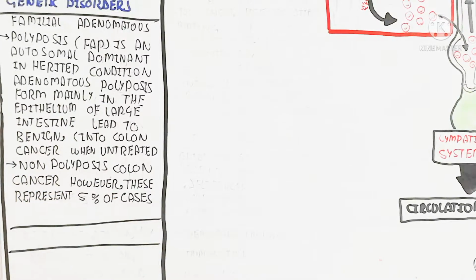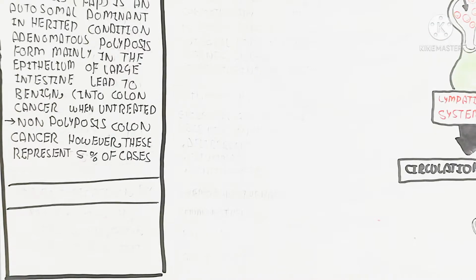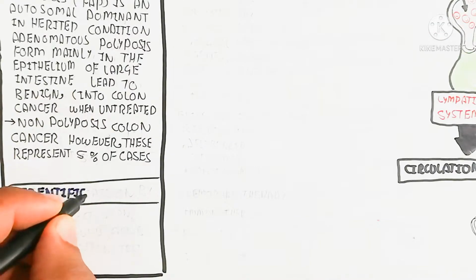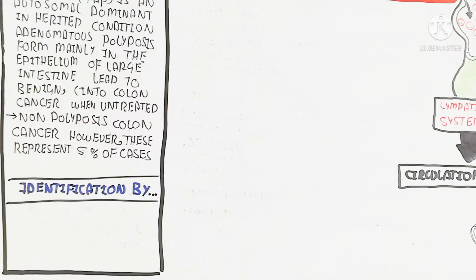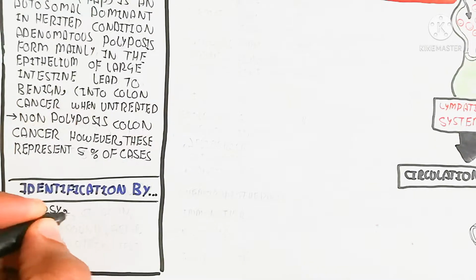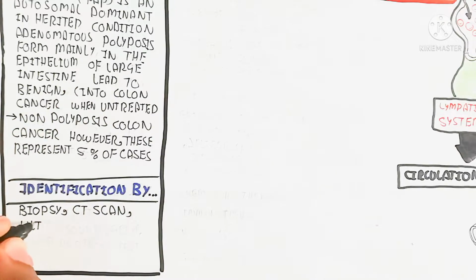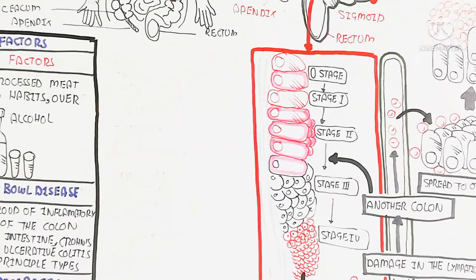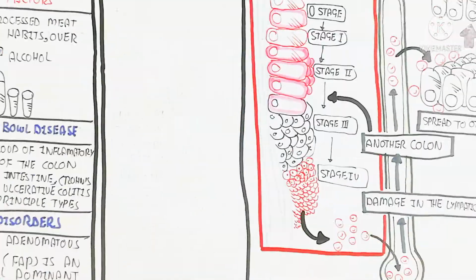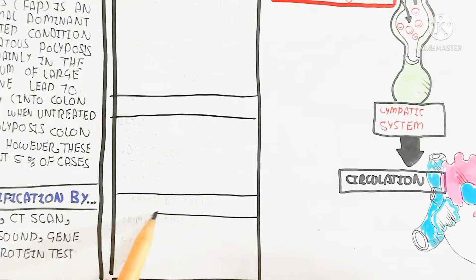So the identification is by biopsy, CT scan, ultrasound, and gene and protein tests that we can do in the lab. So the laboratory will provide the biopsy as well as the CT scan. And on the other hand, the other thing we will discuss here is the treatment.